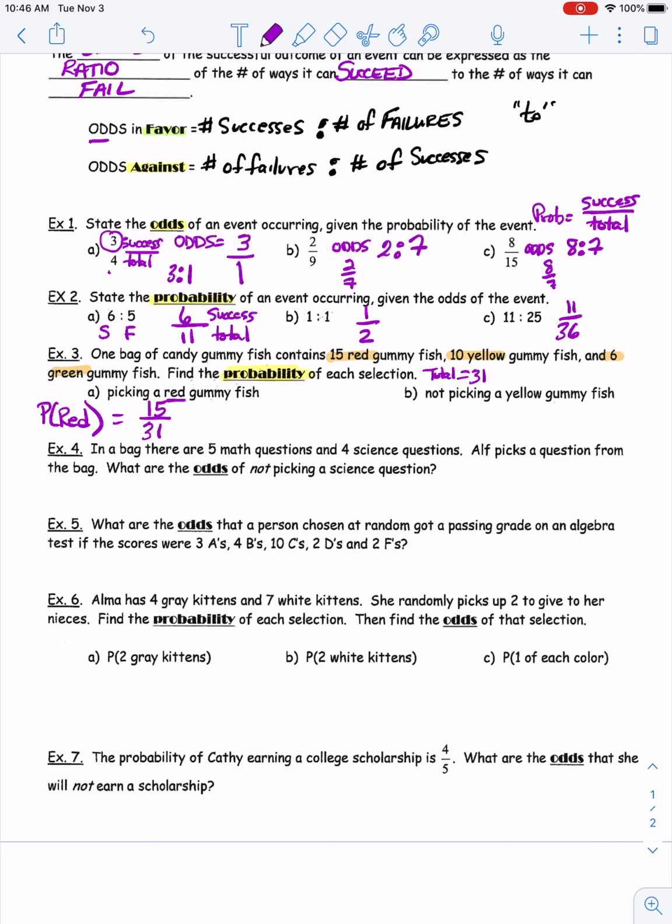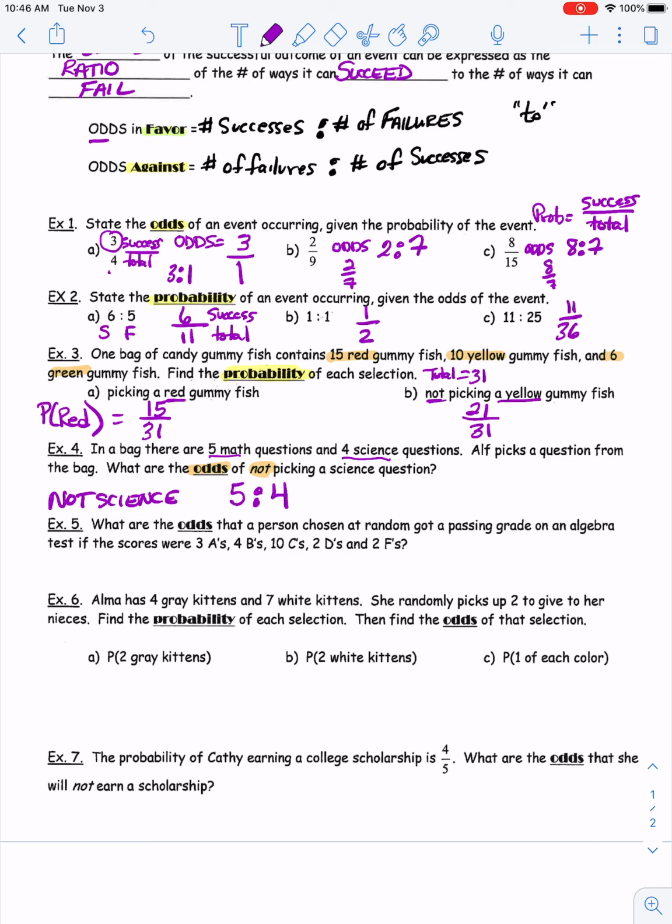Then the next one is not yellow. Out of 31, how many are not yellow? That would be 21. Perfect. Next up, what are the odds of not picking a science question? So we want not science. In our example here, there are 5 math and 4 science, so 5 are not science, 4 are. So success to failure.